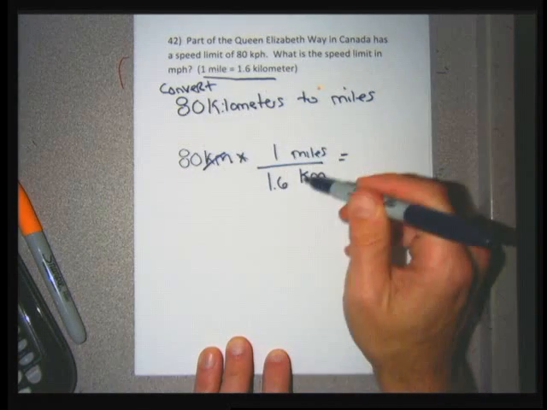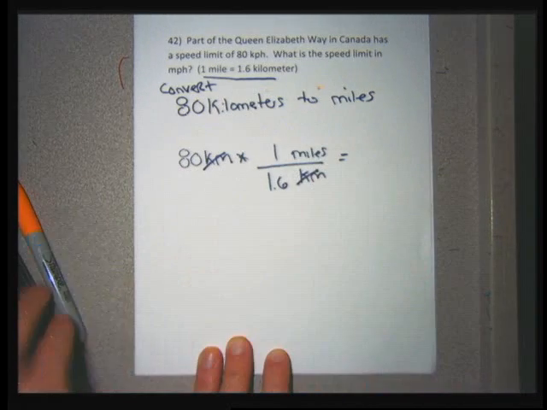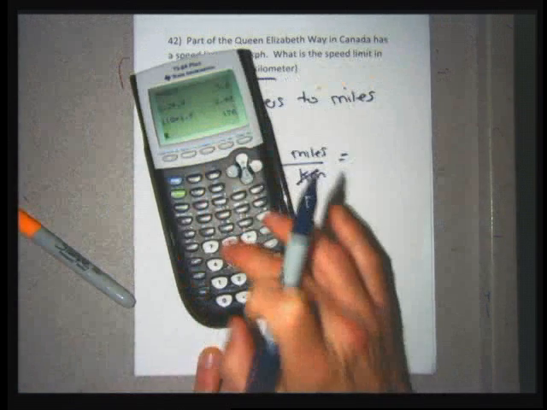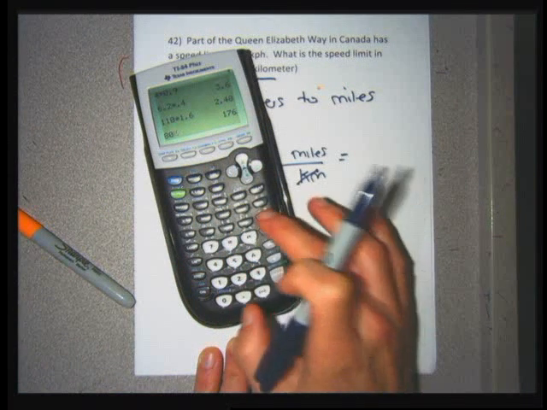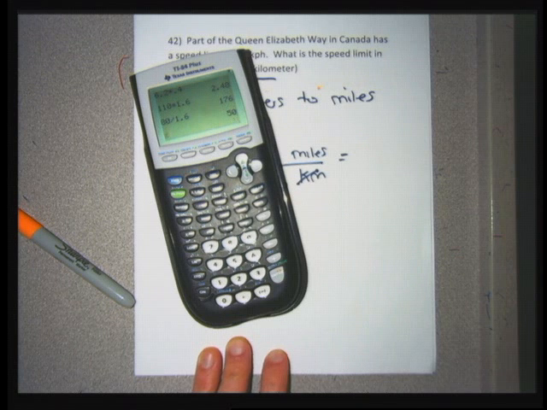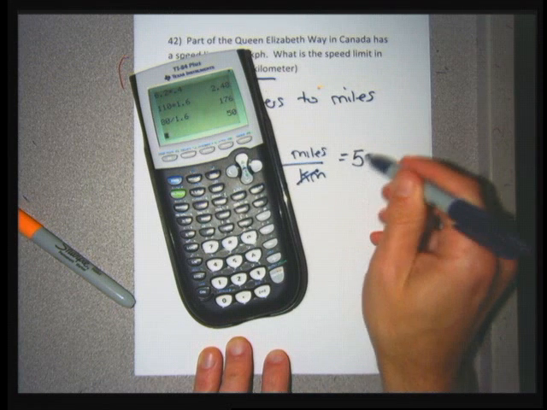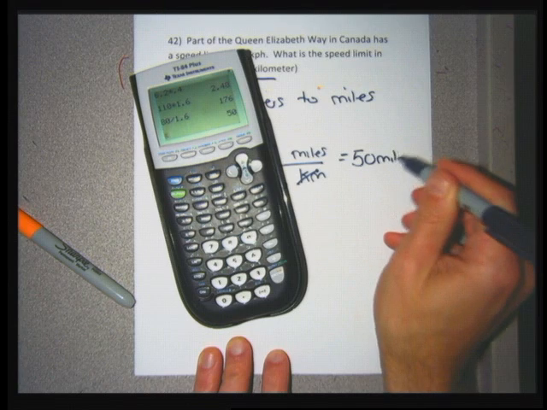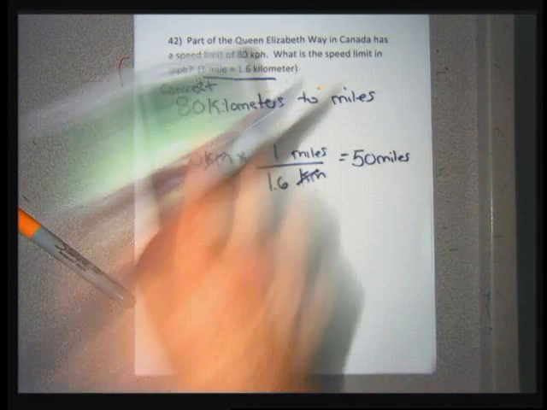I'm going to cancel out the kilometers. Because the 1.6 is in the denominator, I need to divide. So to get the number for my answer, I'm going to go 80 divided by 1.6. And I get 50, which is slow. So 80 kilometers is equal to 50 miles.